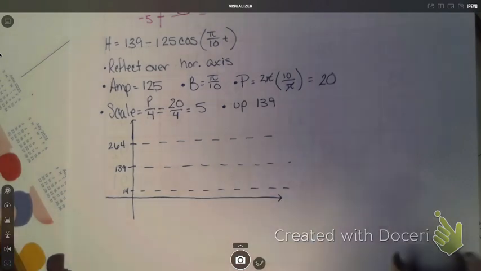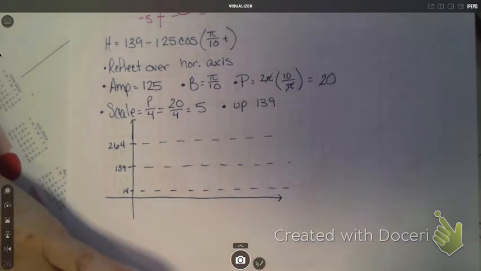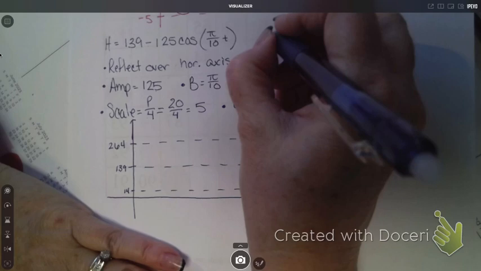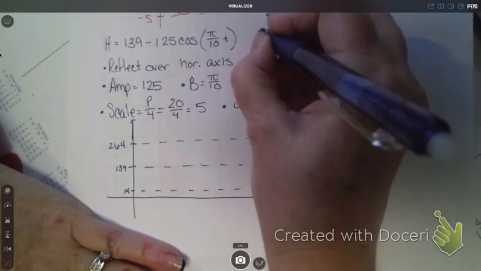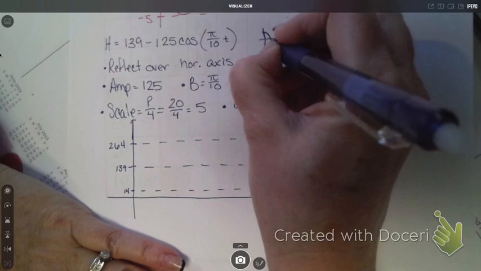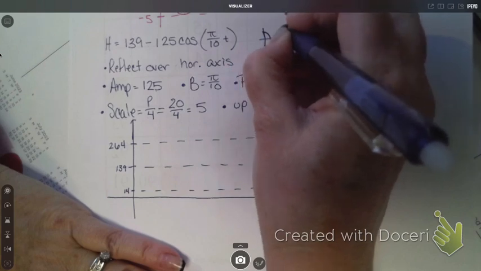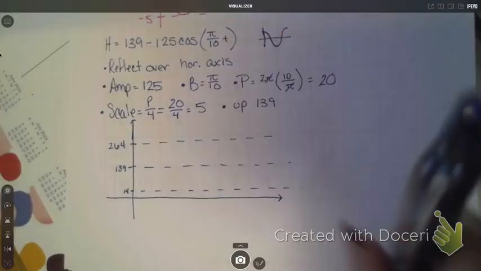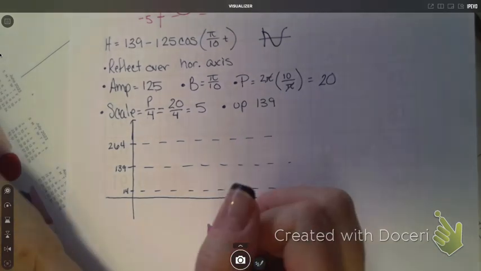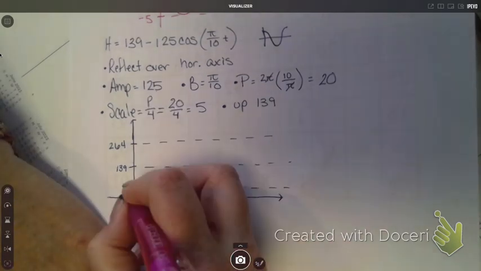Okay, so it's cosine. What's its parent function look like? Starts at the top. Starts at the max and goes down and goes back up, right? Parabola. But this one's what? Reflected. So it's gonna start at 14. And it's not left or right, so we're going to start here at 0.